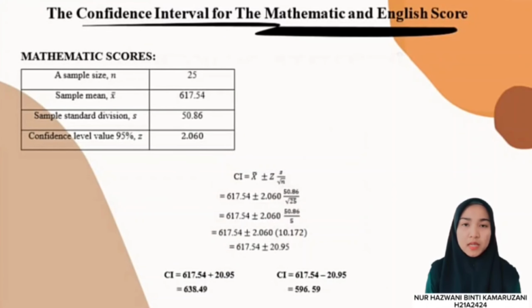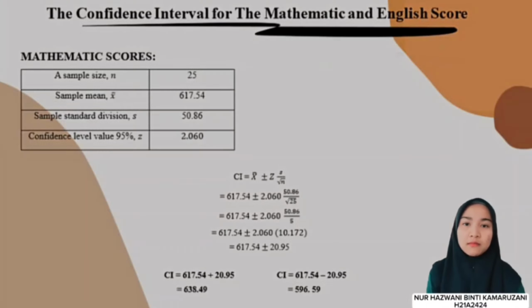Next, for question number 6, which is calculate the confidence interval for the mathematics and English score. So, the confidence interval for the math score at a 95% confidence level is approximately between the range of 638.49 and 596.59. This means we can be 95% confident that the true population mean of the math score falls within this range.